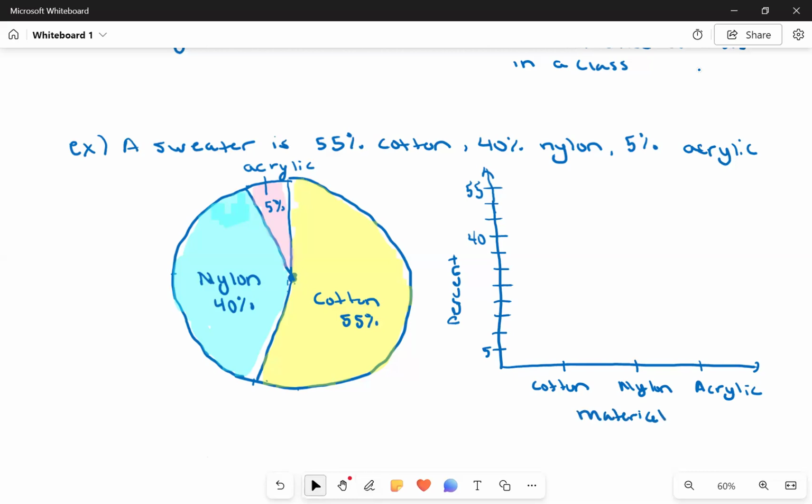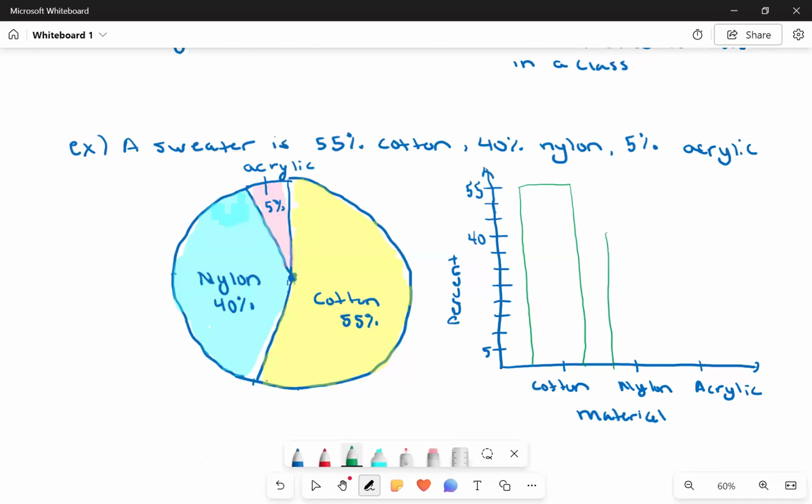All right. Now let's go ahead and draw our rectangles for each category. So 55% cotton is the tallest. Nylon at 40% will go right here. I'm going to try my best to make the rectangles equal length, about the same width. And then acrylic is 5%, so that's down here. And there we go. My tick mark's a little bit off on that one. That's okay.